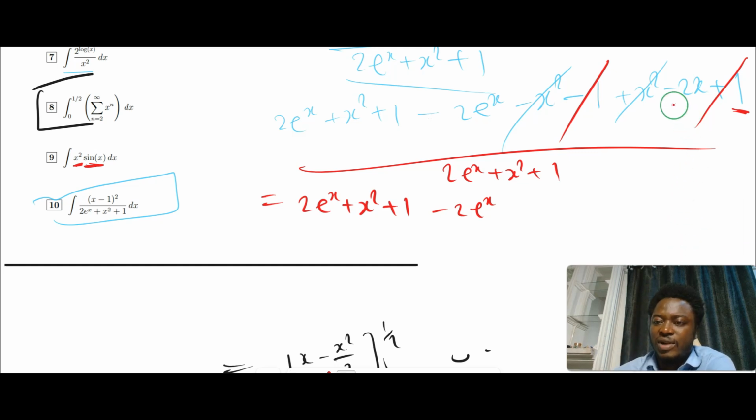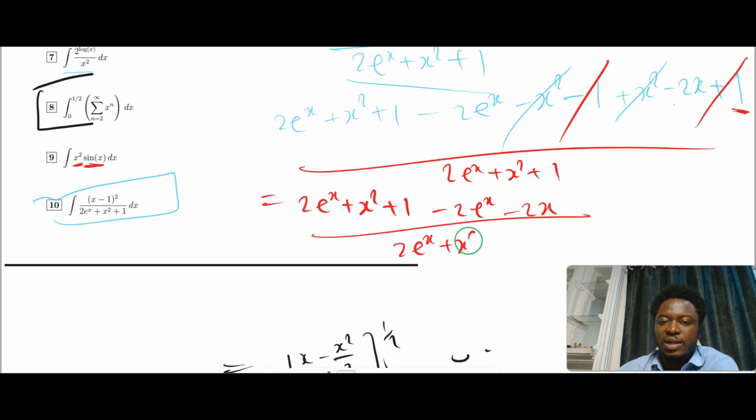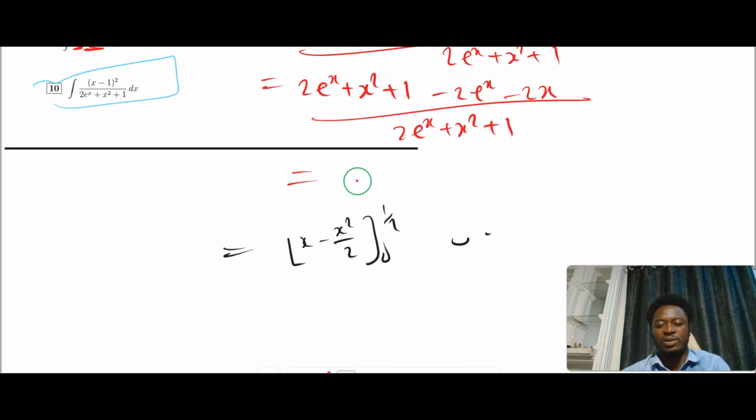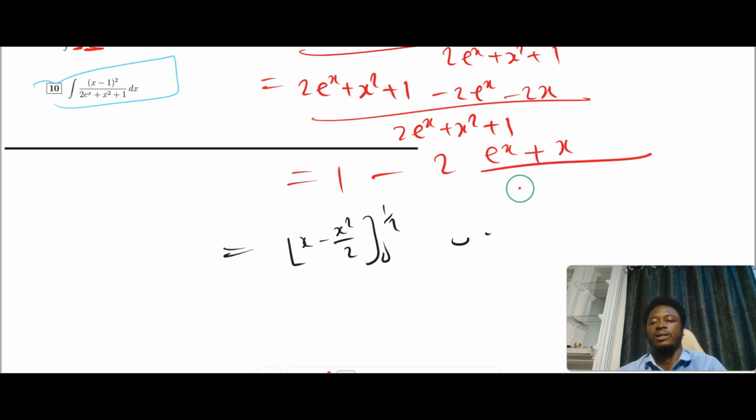Okay, this we have minus 2x, and that is all divided by 2e to the x plus x squared plus 1. So this will be just 1 minus 2 times e to the x plus x, all divided by 2e to the x plus x squared plus 1.